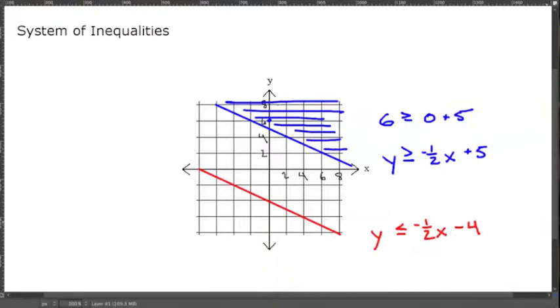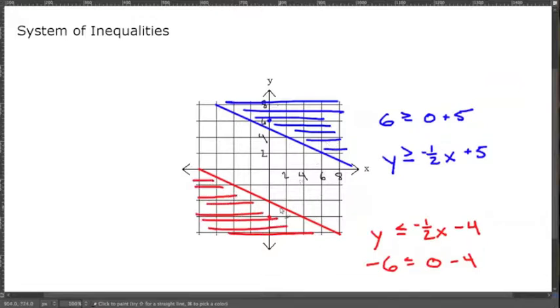For y is less than or equal to negative 1/2 x minus 4, if I was to put in the test point 0, negative 6, negative 6 is less than or equal to 0 minus 4. And that is true. So I would shade in everything below this line. But you can see that the shaded regions never cross and never intersect. So this system of inequalities has no solution.